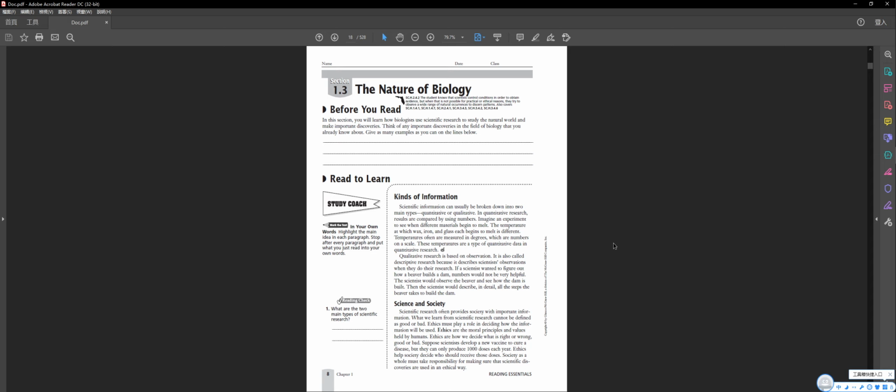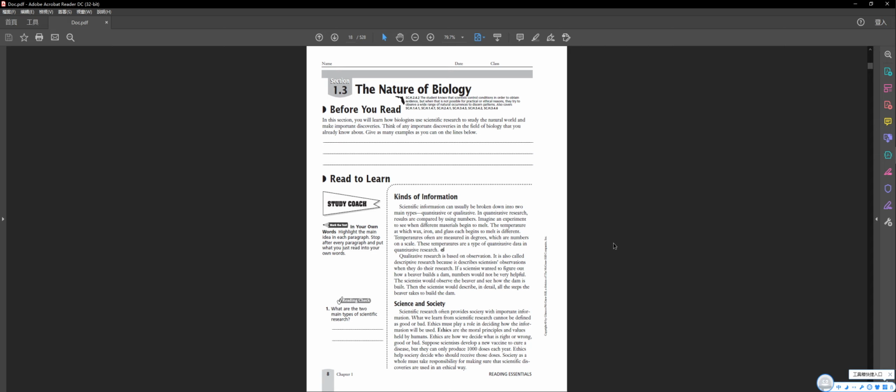Qualitative research is based on observation. It is also called descriptive research because it describes scientists' observations when they do their research. If a scientist wants to figure out how a beaver builds a dam, numbers would not be very helpful. The scientist would observe the beaver and see how the dam is built. Then the scientist would describe in detail all the steps a beaver takes to build the dam.